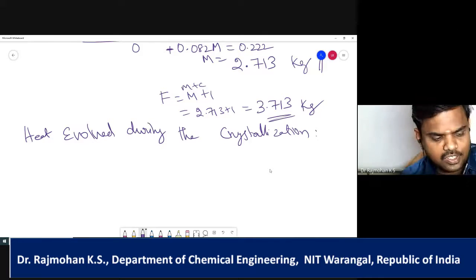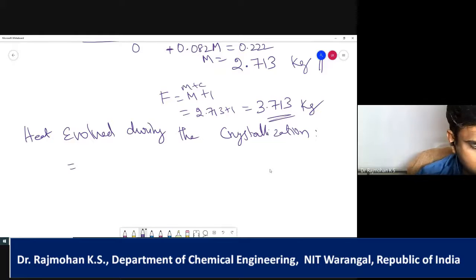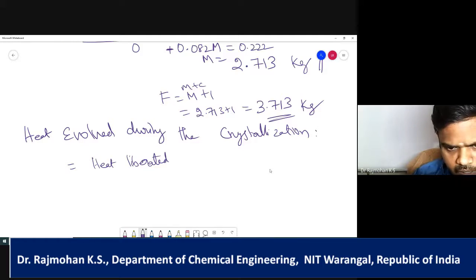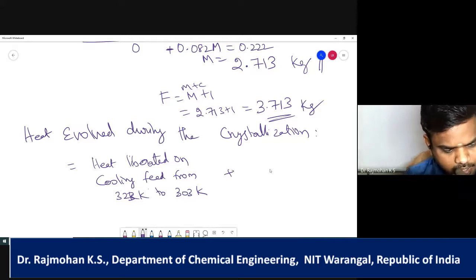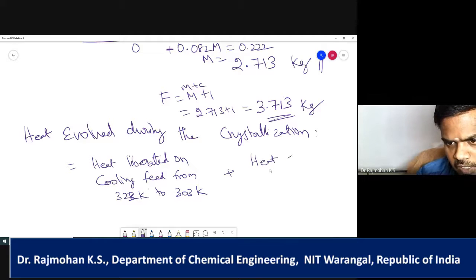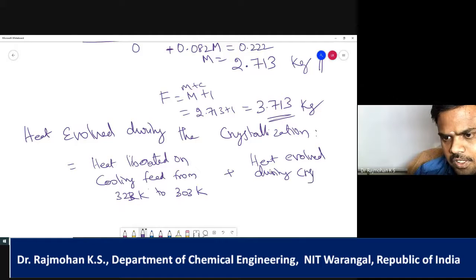Heat evolved during the crystallization is equal to, there are two things. One is heat liberated on cooling the feed from 323 Kelvin to 303 Kelvin, that is a sensible heat. Okay, plus heat evolved during crystallization.